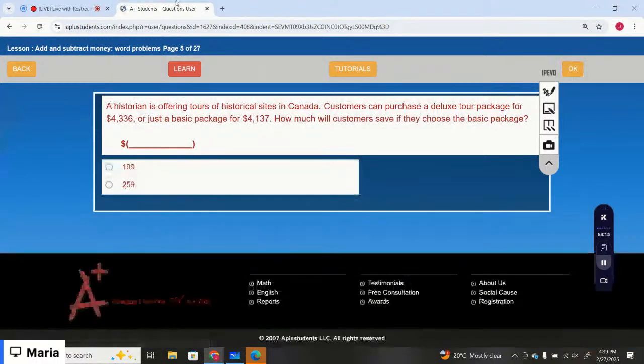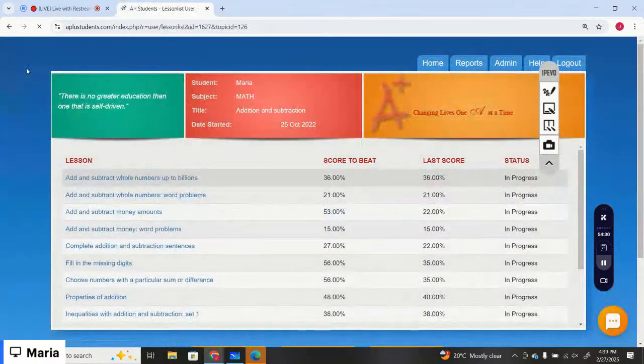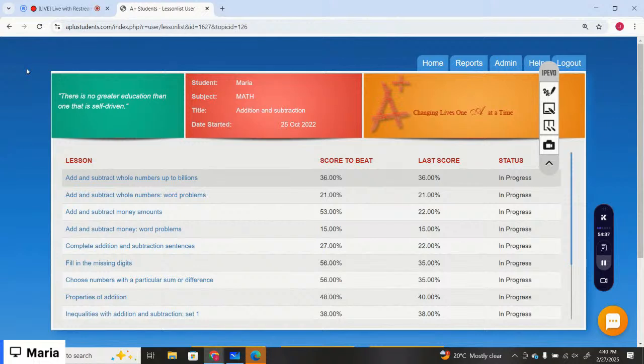Okay, you can complete the lesson by yourself later today. So we were working on grade 5 math. The chapter we were working on is addition and subtraction. The lessons we have covered today are add and subtract whole numbers up to billions, add and subtract whole numbers word problems, add and subtract money amounts, and add and subtract money word problems.